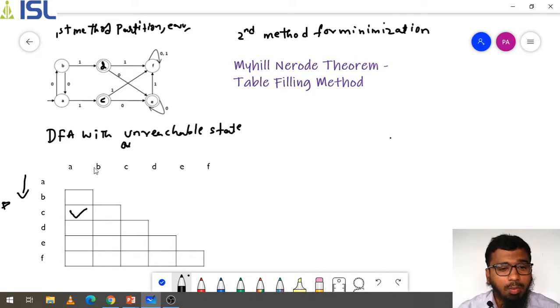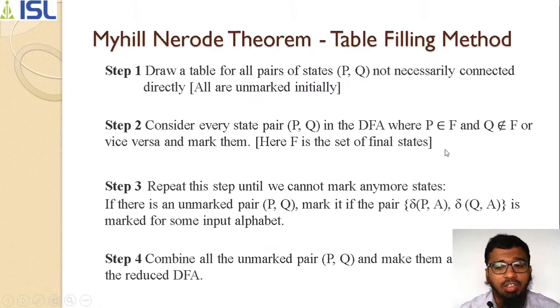Next one is C comma B. Is there any connection between C comma B? There is no connection, but one is a final state and another one is a non-final state. That means this also should be marked, because although there is no connection, there is one final state and one normal state. Next, A comma D, is there any connection between A comma D? No, but D is a final state and A is a normal state. That means this is also satisfied, so we need to mark the tick as per these steps.